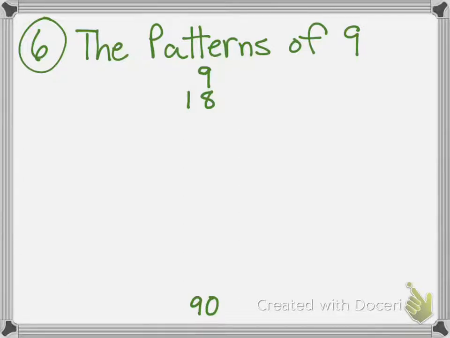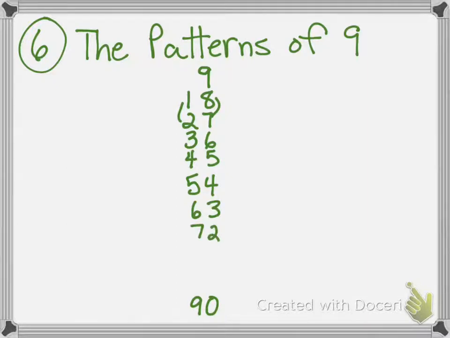Okay, let's see if you got them all right. 27, right? This number's going down, this number's going up. 36, 45, 54, 63, 72, 81, and 90. Okay, so give yourself a pat on the back if you got that right.